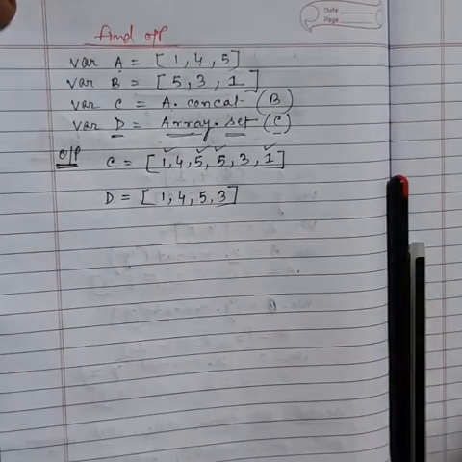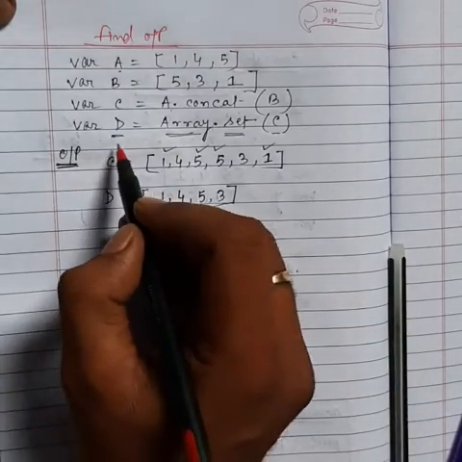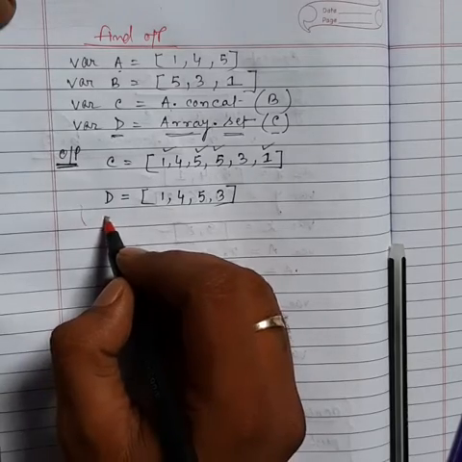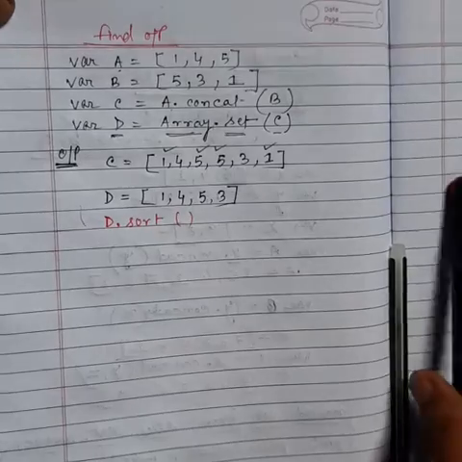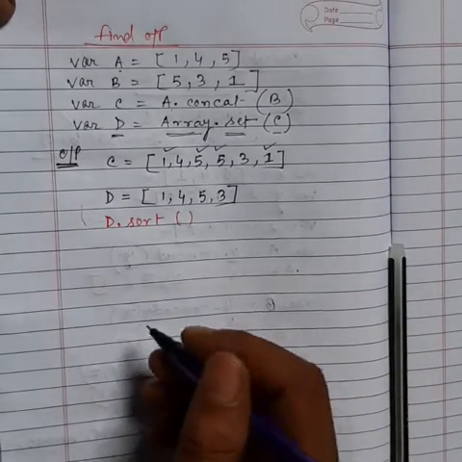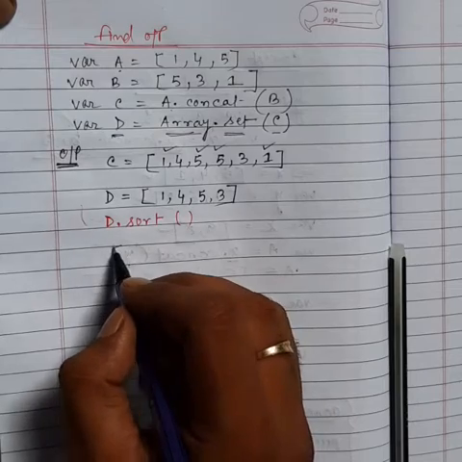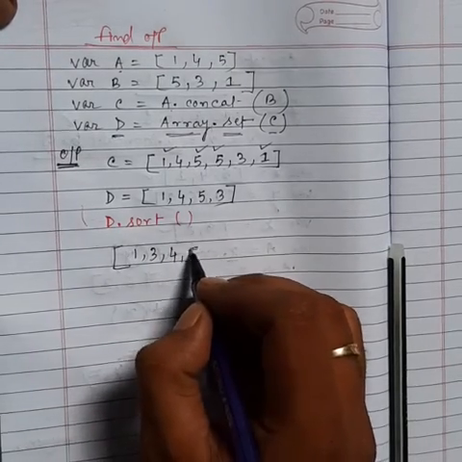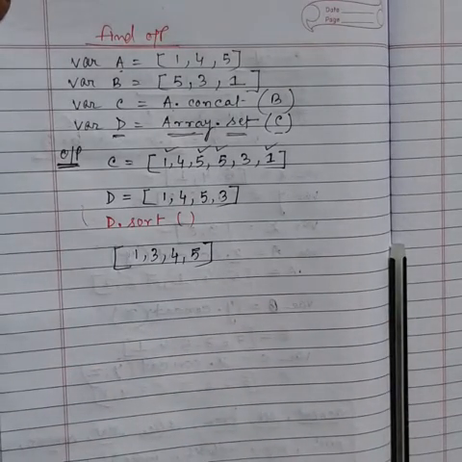Now I am just adding one more point to recall. If it is asked, for example, d dot sort, what will be the final result? In that case, sort means to arrange in order by default. So the ultimate result will be 1 3 4 5. So this is one type of question.